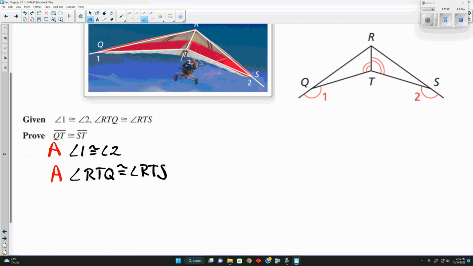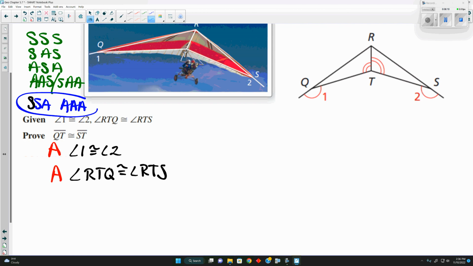And out of all of our congruencies, we have side, side, side; side, angle, side; angle, side, angle; and side, angle, angle. The two that don't work are angle, angle, angle, or side, side, angle. These don't work.